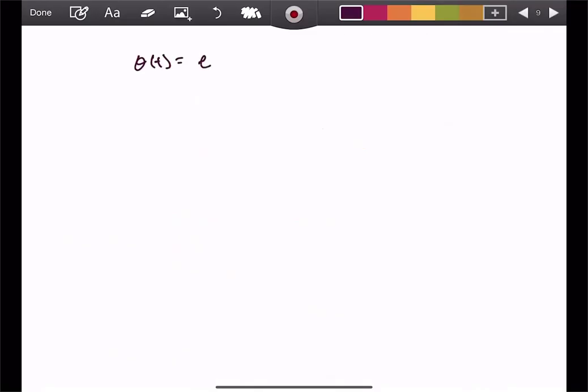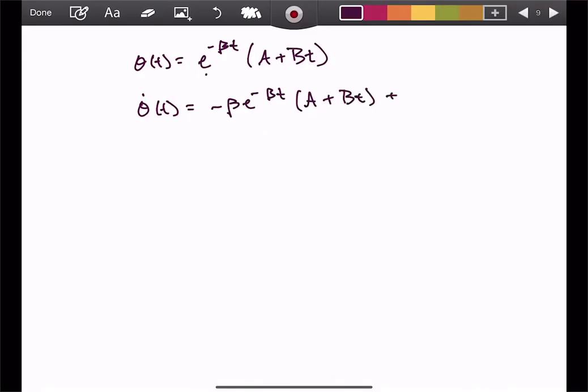which means that theta as a function of time is going to be equal to some e to the minus beta t times some coefficient a plus another coefficient b times t. Now from here, let's do the time derivative of that. So theta rate of change is going to be equal to, here I'm going to take the derivative of the first, which gives me a negative beta e to the minus beta t times a plus b times t, plus my original exponential, e to the minus beta t, times the derivative of the second, which is just going to give me b.